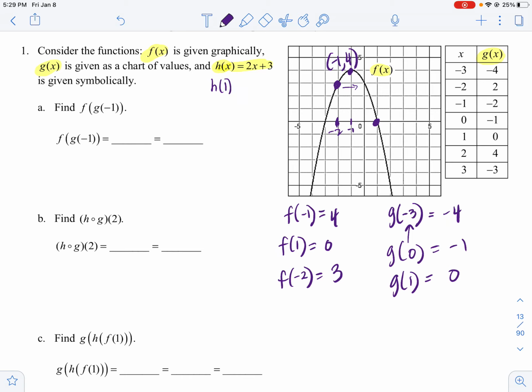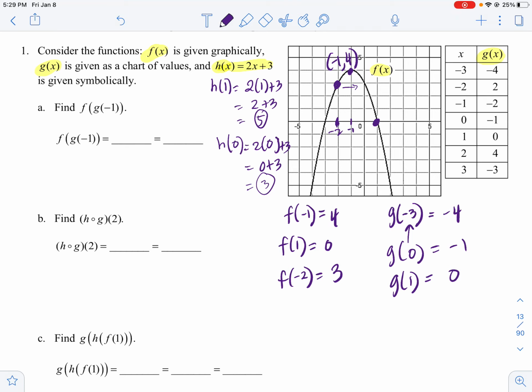Now, let's go to h. H of 1 means 2 times 1 plus 3. So 2 plus 3, that means 5. If I say h of 0, that means 2 times 0 plus 3, 0 plus 3. So h of 0 is 3.